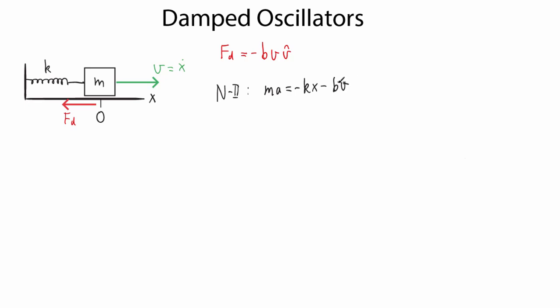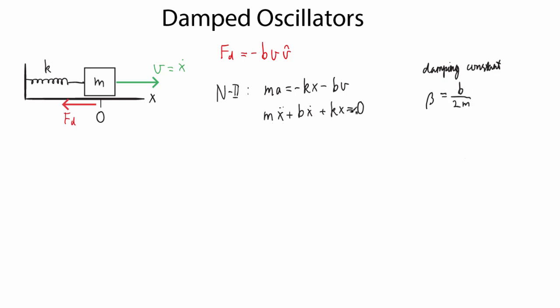Now, the velocity is just the first time derivative of position, and acceleration is the second one. So we get that m x double dot, moving everything over on one side also to give it a standard form, plus b x dot plus kx equals 0. Okay. Now we're going to introduce this damping constant, beta, which I'm going to set equal to b over 2m.